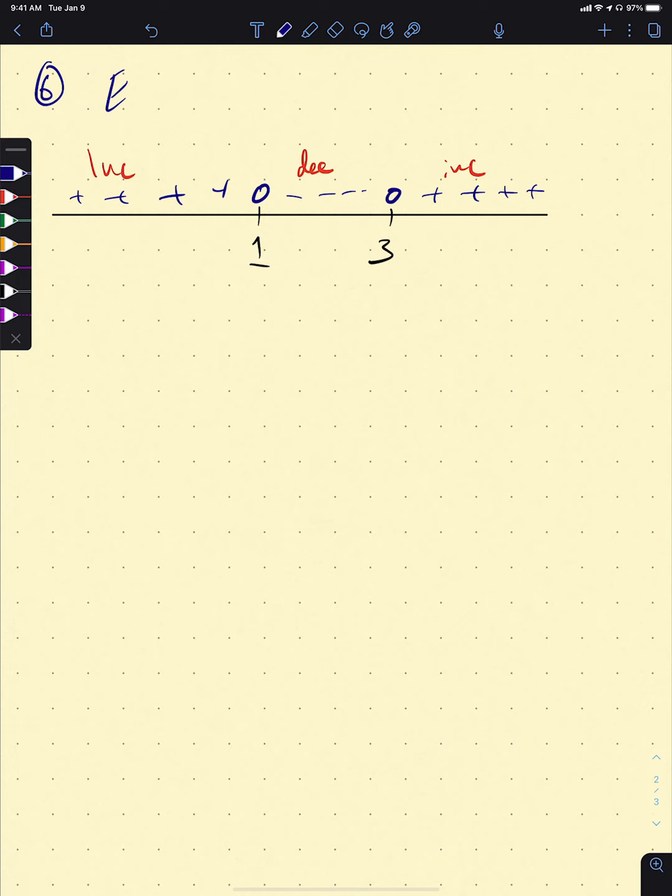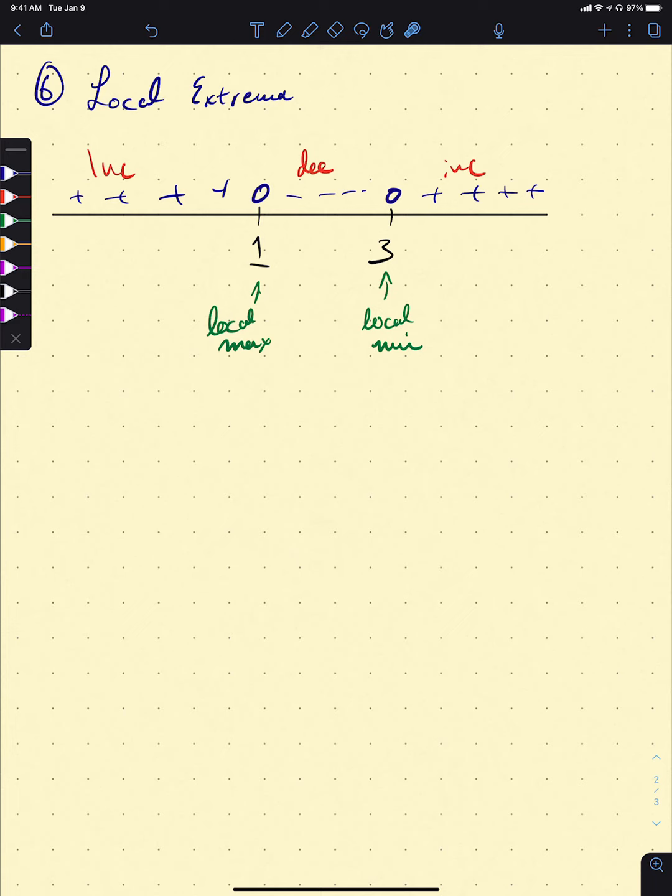Because for step 6, we want to look at local extrema. We can see from this that at x equals 1, we're going from increasing to decreasing, which means this is a local max. And then here at 3, we have a local min, because we're going from decreasing to increasing. That's the first derivative test.